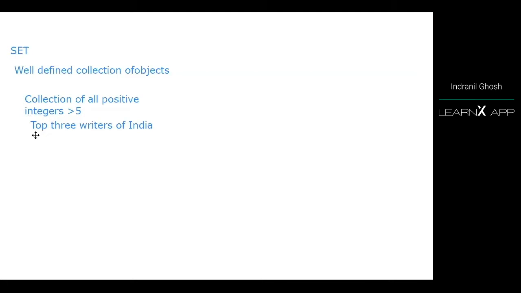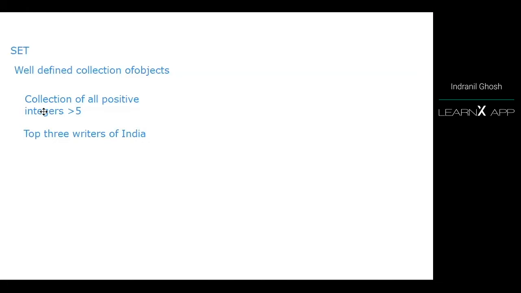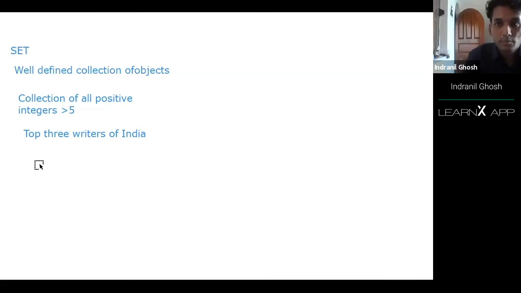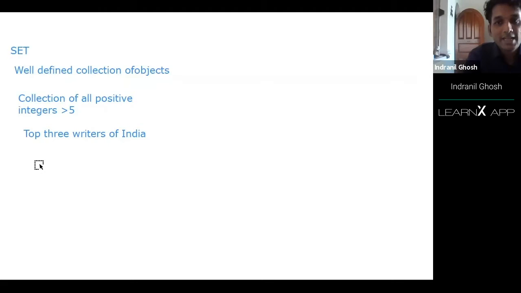Sir, as we know that a set is a well-defined collection of objects, in the first case, we can see that it is the collection of all positive integers greater than 5. Yes. Sir, in the second case, the top 3 writers of India, it can be different in different persons' view. Exactly. So we cannot well define who are the top 3 writers of India. So that's why it will not form a set.